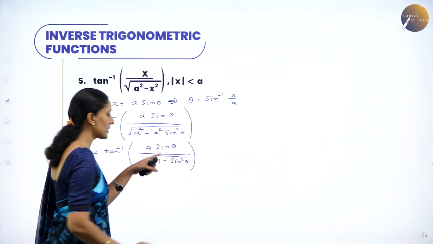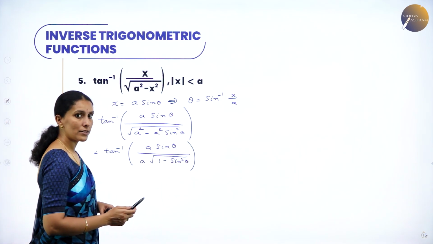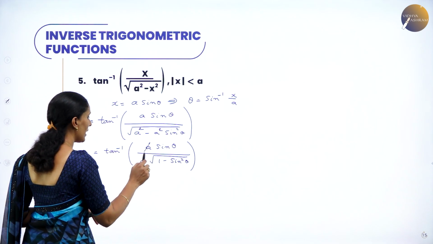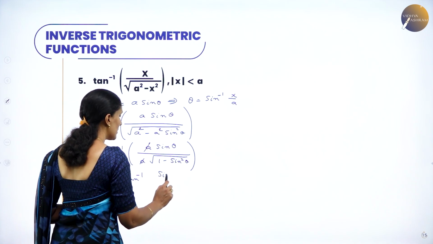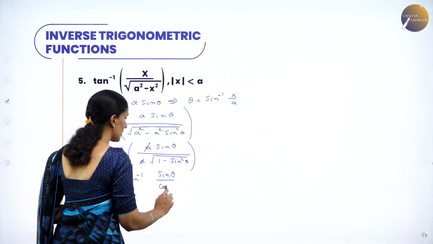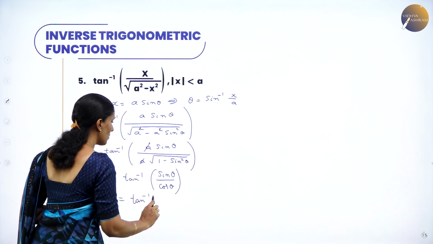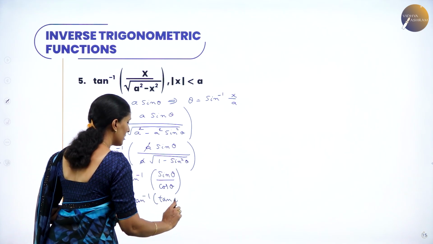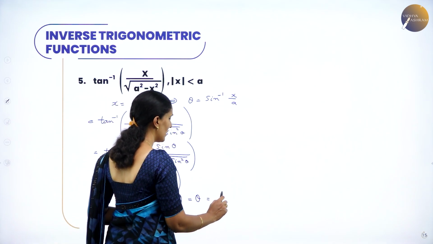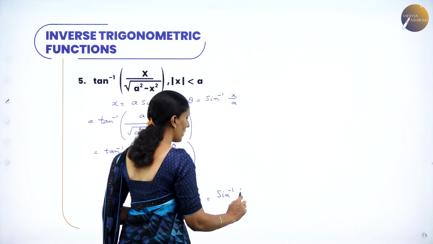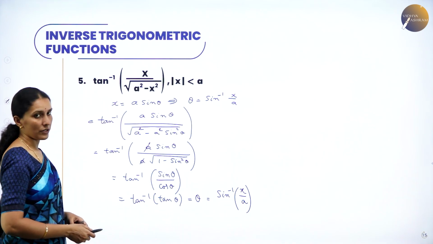So what is 1 minus sin square theta? Cos square theta. Cos square theta under the square root becomes cos. And here a gets cancelled. We are left with tan inverse of sin theta by cos theta. Now what is sin by cos? It is tan. So tan inverse of tan theta is theta. But what is theta here? It is sin inverse x by a. So this is the simplest form of the given function.